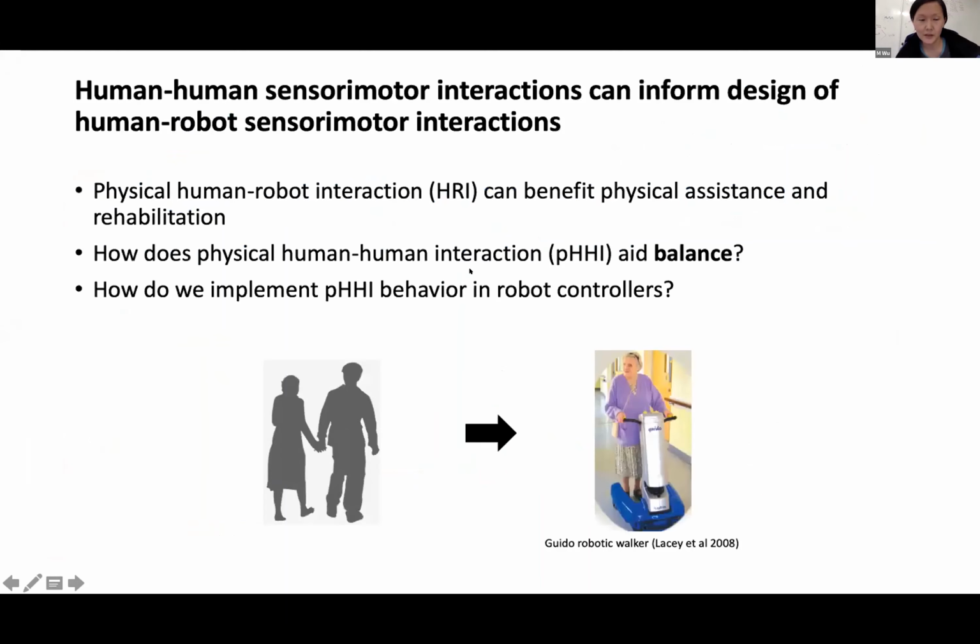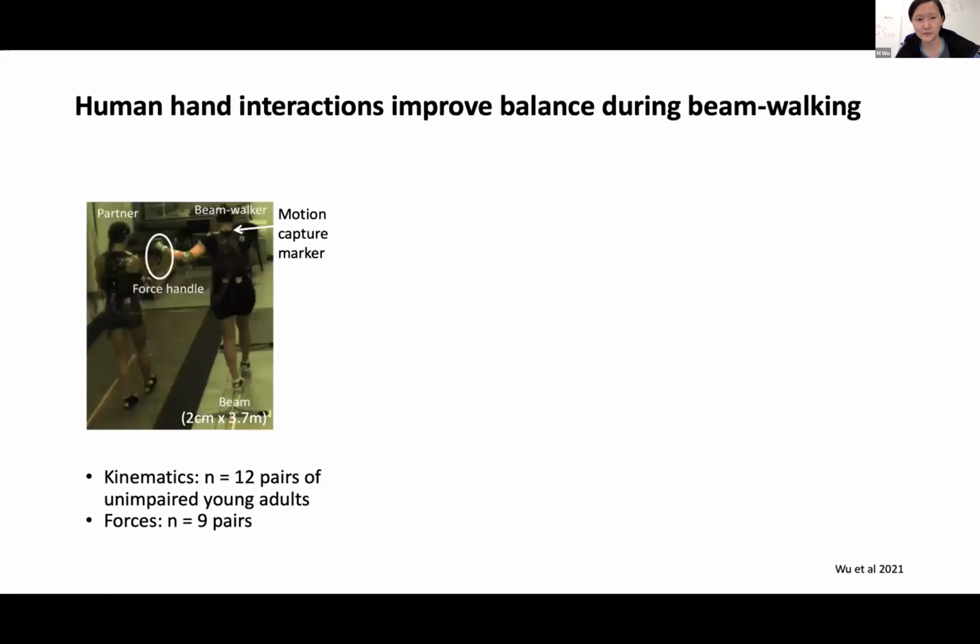So the motivation for this project comes from, we believe that principles learned from physical human-human interaction can inform human-robot interaction. We want to create physical human-robot interactions for physical assistance and rehab. And so we're looking at a specific case of, you've probably noticed that if you're walking and you hold hands with someone, it can help your balance, like if you're walking on a very narrow path. But then we want to understand, how do we implement this sort of behavior in robotic controllers?